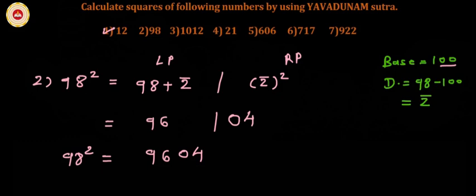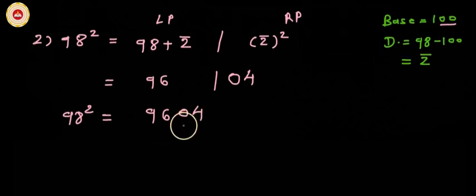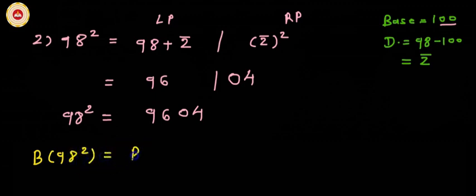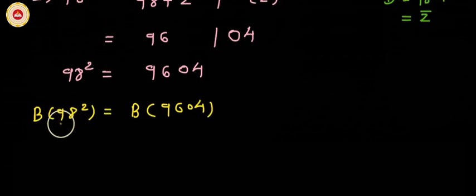9604. If you are doubtful, apply Beejank method and check if it's correct or not. Apply Beejank method. See, calculate Beejank of 98 squared and calculate Beejank of its answer 9604. Let us calculate Beejank. Leave this 9. 8 squared is 64. 6 plus 4, 10. 1 plus 0, 1. Beejank of 98 squared is 1.